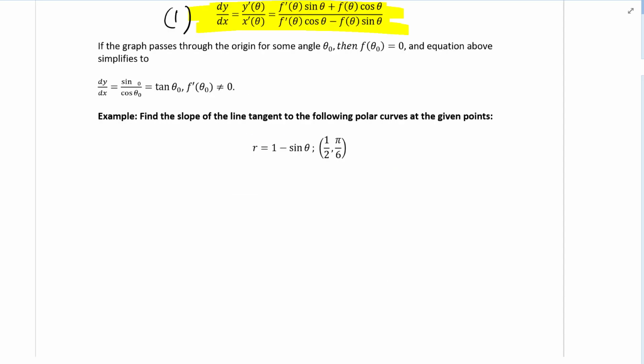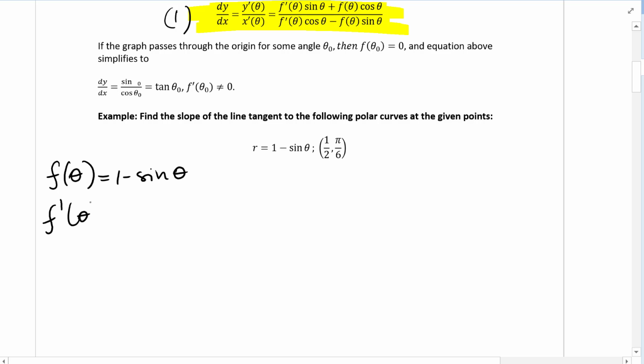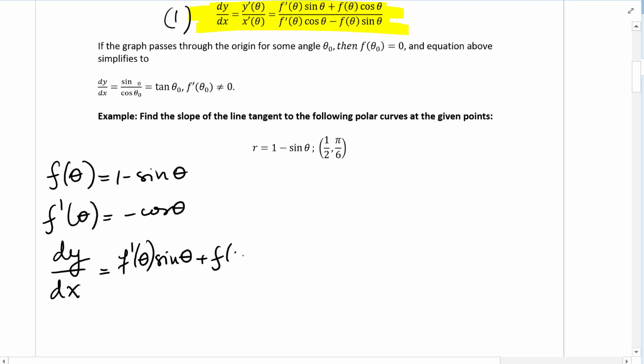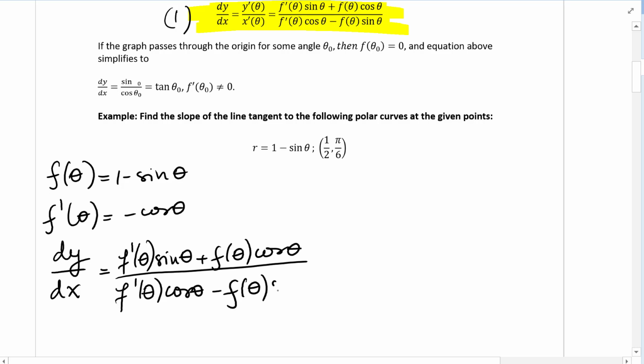Let's solve the example. Find the slope of the line tangent to the following polar curves at the given point. So r equals 1 minus sine theta. So that means f of theta is 1 minus sine theta. f prime of theta is equal to negative cosine theta. And we want to find out dy/dx. So using the formula above, the highlighted one labeled with 1, we have f prime of theta sine theta plus f of theta cosine theta over f prime of theta cosine theta minus f of theta sine theta.